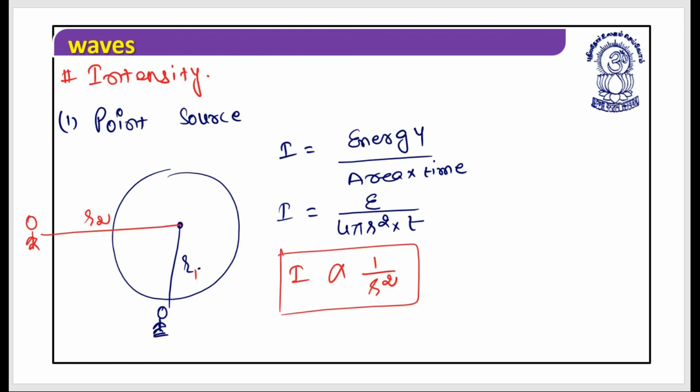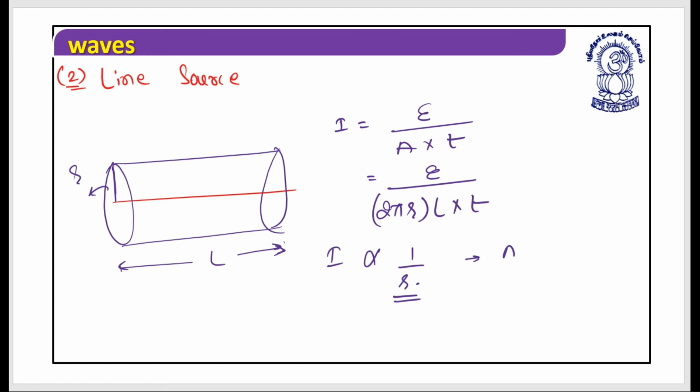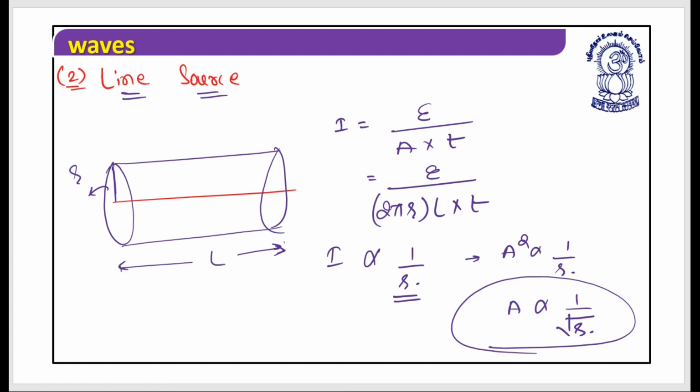One more thing: when we say that intensity is directly proportional to the amplitude square, we also know that intensity is directly proportional to A square. So A square is directly proportional to 1 by r square for the point source. So for the point source, amplitude A is directly proportional to 1 by r, so it is inversely proportional to the distance. And here, A square is directly proportional to 1 by r for a line source, and that is, A is directly proportional to 1 by root of r. I hope this is clear.